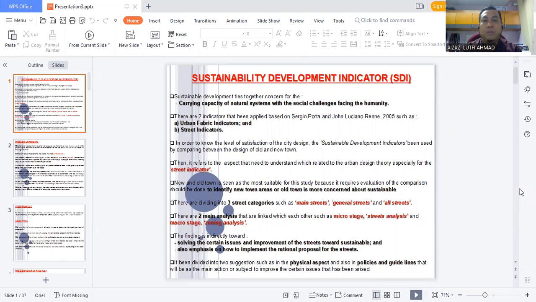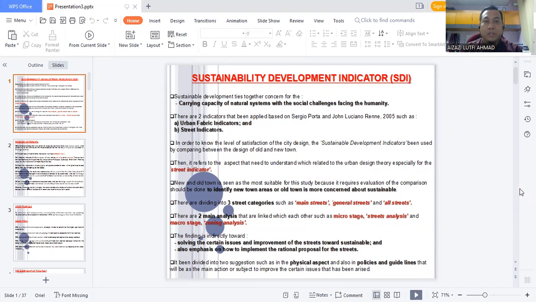Today I want to share about my research related to Sustainability Development Indicators or SDI. Before that, I want to introduce myself. My name is Aizazi Lutfi bin Ahmad. I am from UiTM Perak Branch Iskandar Campus.